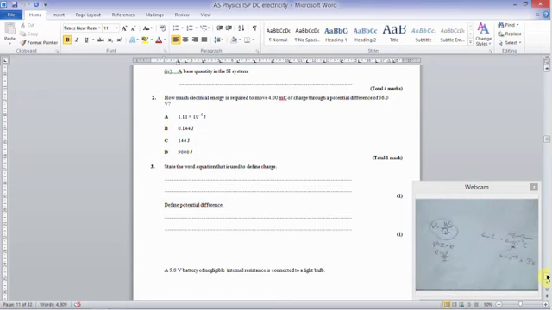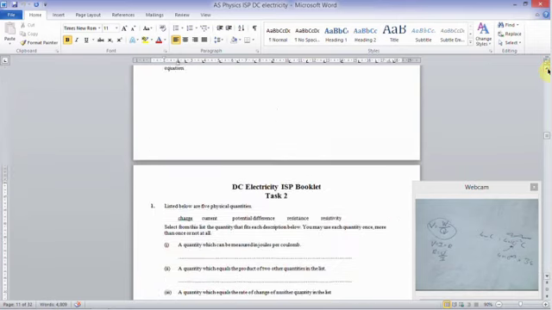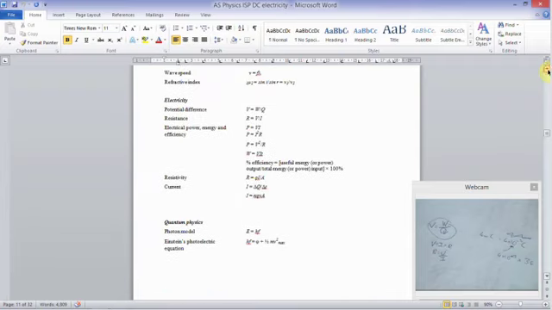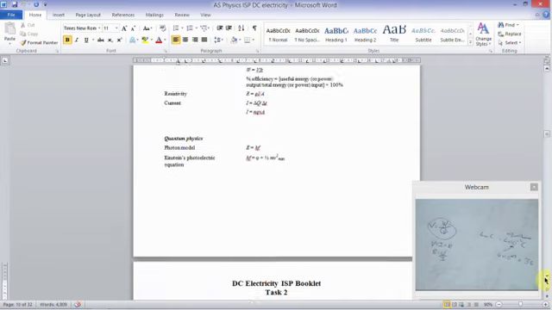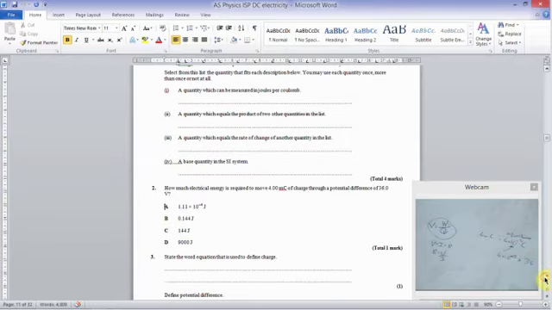State the word equation that is used to define charge. Charge is essentially going to be current times time. If we look at our equation from above and rearrange that for charge, it's current times time. So charge is the amount of current that flows in a set amount of time.